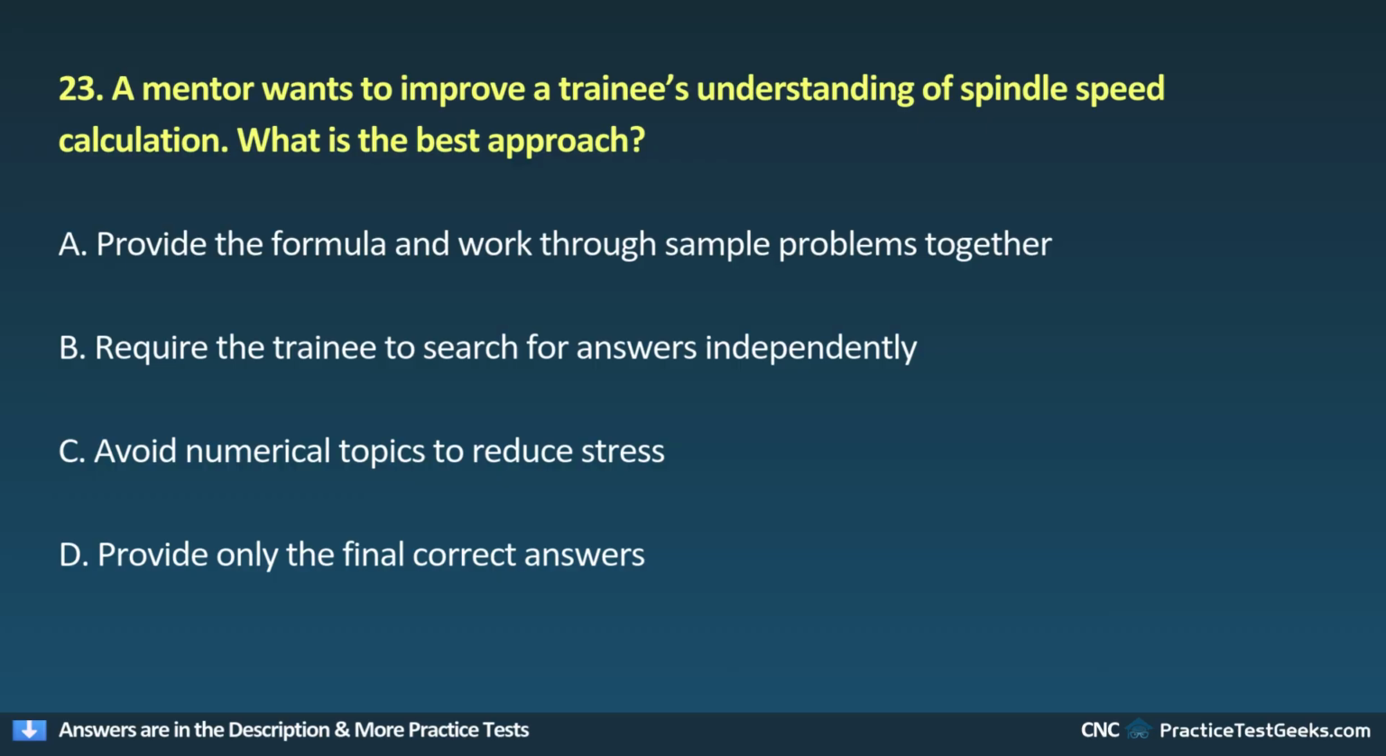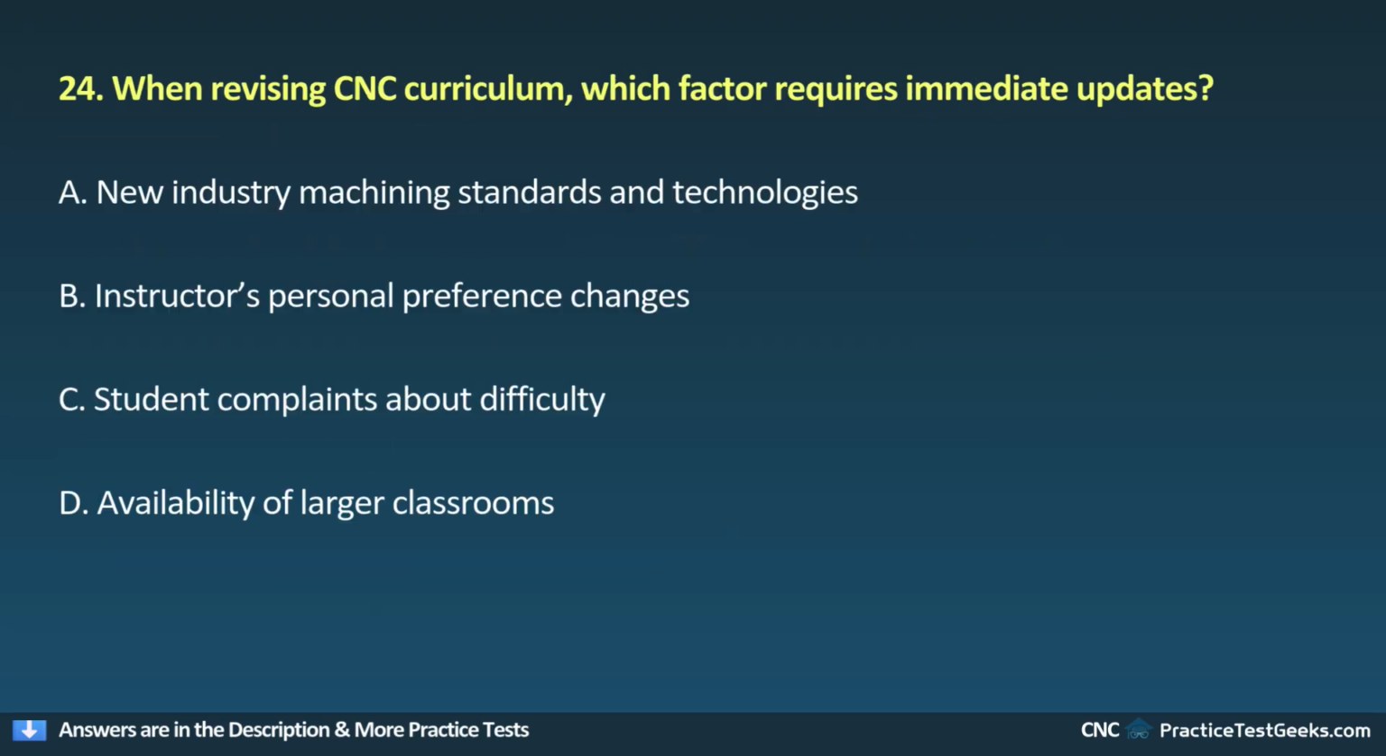23. A mentor wants to improve a trainee's understanding of spindle speed calculation. What is the best approach? A. Provide the formula and work through sample problems together. B. Require the trainee to search for answers independently. C. Avoid numerical topics to reduce stress. D. Provide only the final correct answers.